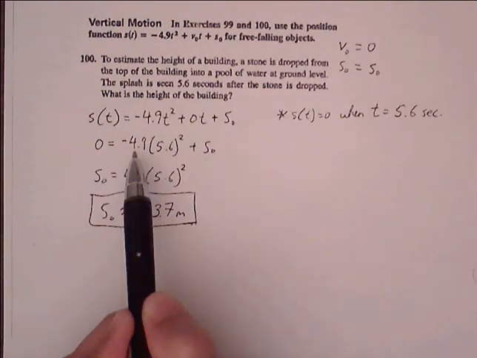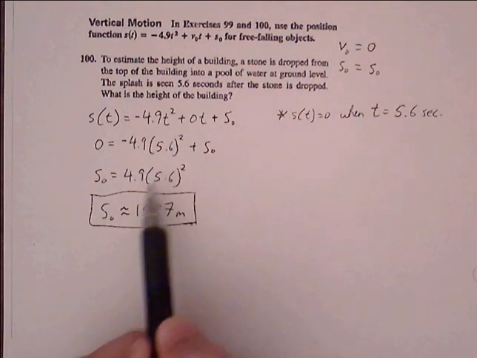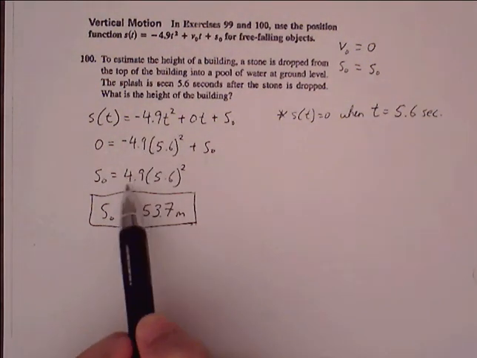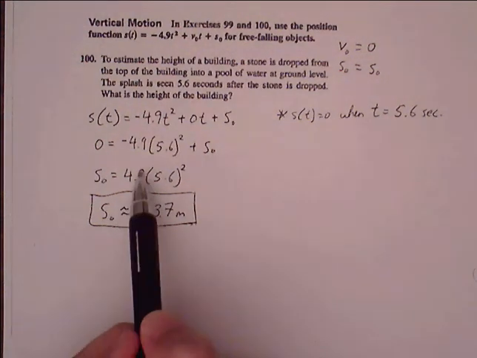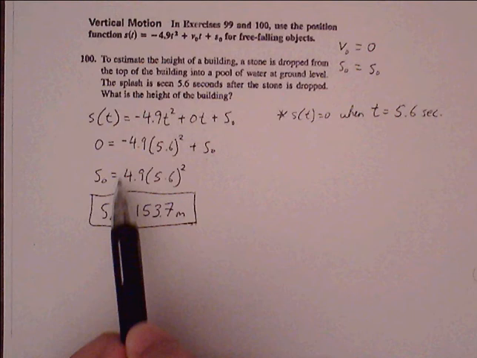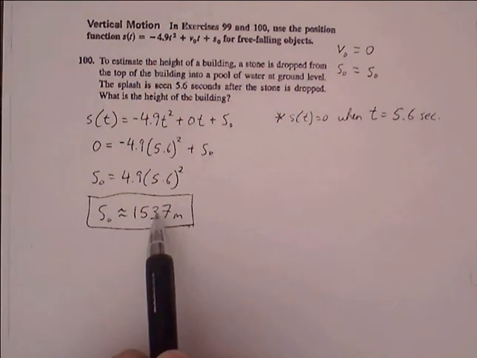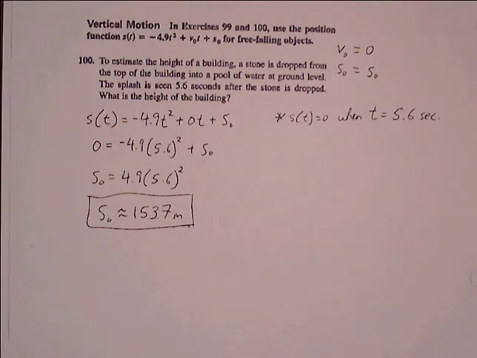If we solve this, negative 4.9 times 5.6 squared gives us negative 153.7. If I add that to both sides, it becomes positive. So our initial height, the height of the building, is 153.7 meters.